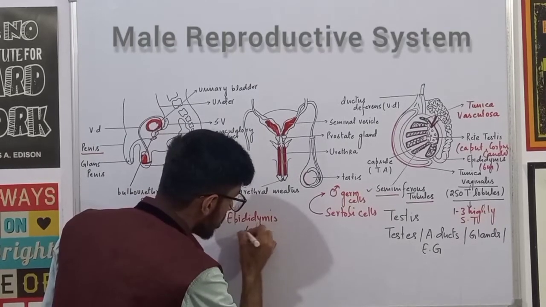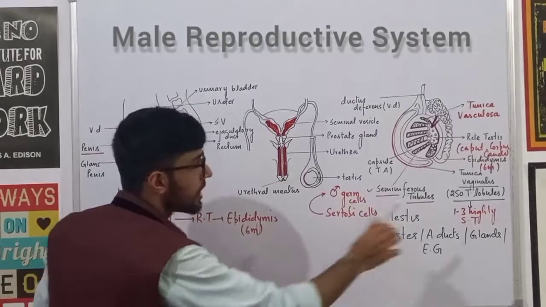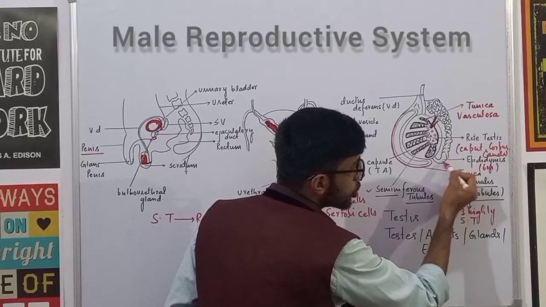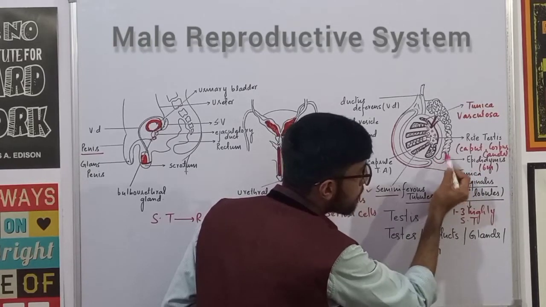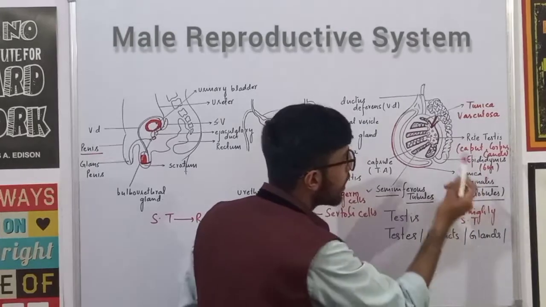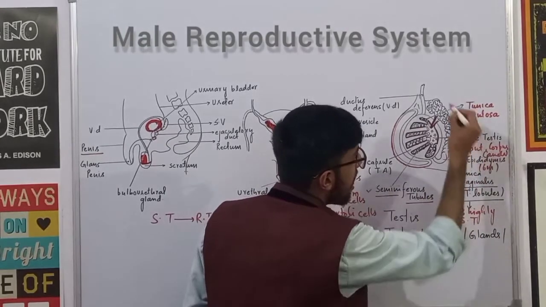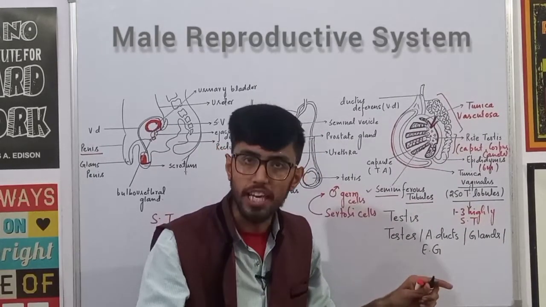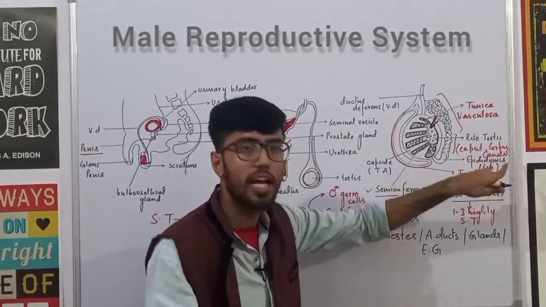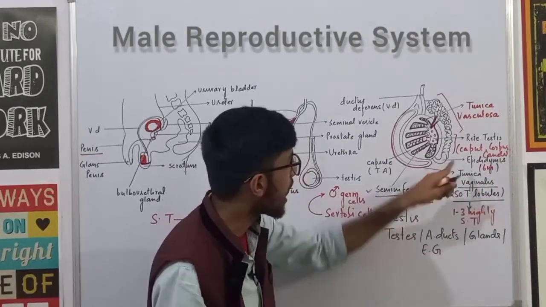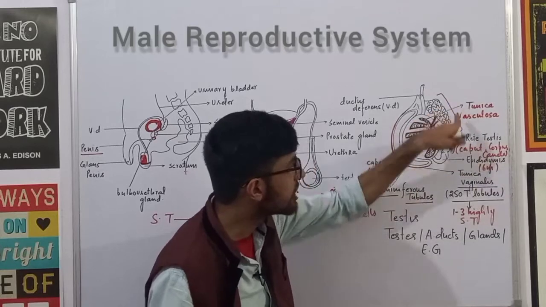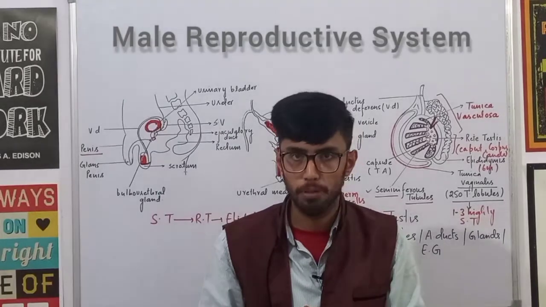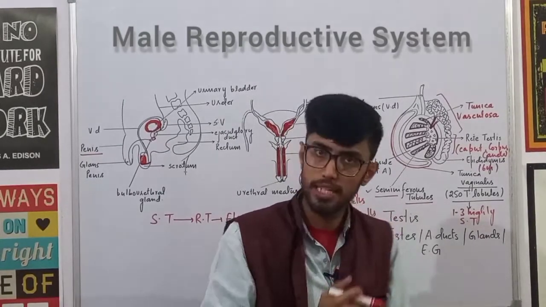Epididymis is a 6-meter long tube. It has 3 parts, as already mentioned: caput, corpus, and cauda. The least coiled is the caput. Next, a little more coiled is the corpus, and the highly coiled is the cauda. Caput is also known as globus major, and cauda is known as globus minor. So we have caput, corpus, and cauda, which is a 6-meter long tube. Here the functional maturation and temporary storage of sperms takes place.